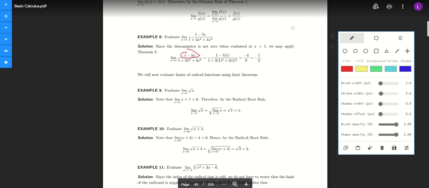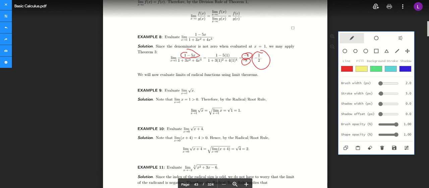So 1 minus 5x becomes 1 minus 5 times the quantity 1. Then in the denominator, we have 1 plus 3 times the square of 1 plus 4 times the fourth root of 1. So following PEMDAS, you'll get negative 4 in the numerator and 8 in the denominator. And once you simplify it, you'll get negative 1/2 because both are divisible by 2. So that's the limit of the function. Let's now proceed to example 9.